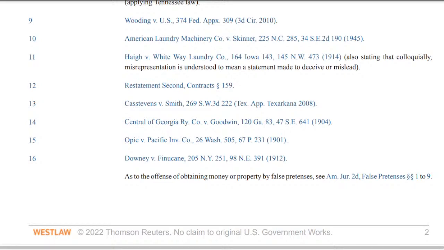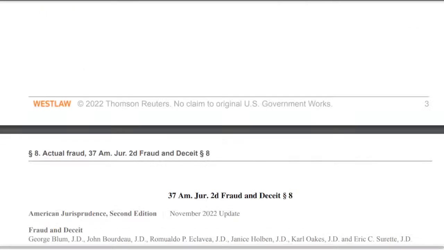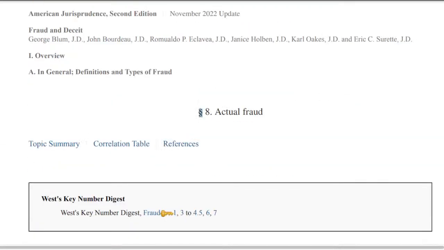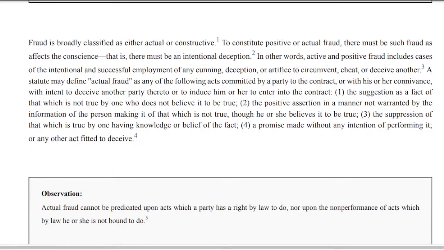As the offense of obtaining money or property by false pretenses, see false pretenses. So great, we have a whole other volume on that with American jurisprudence. So now we're on to Section 8 of actual fraud. Fraud is broadly classified as either actual or constructive. Okay, so two kinds of fraud, actual or constructive.